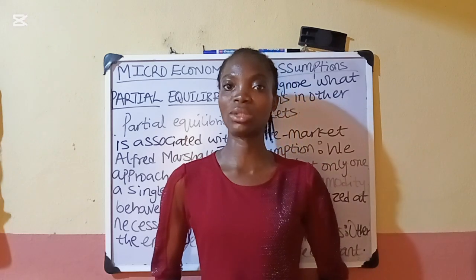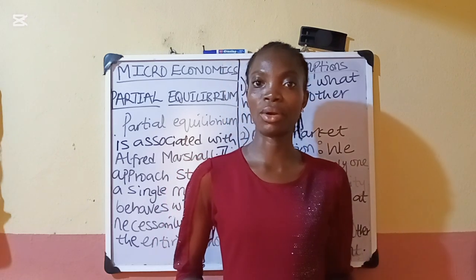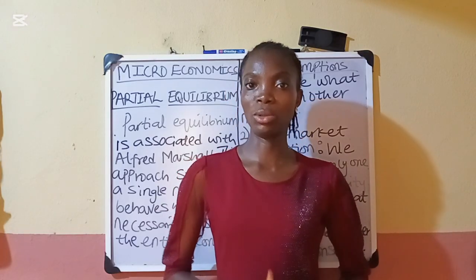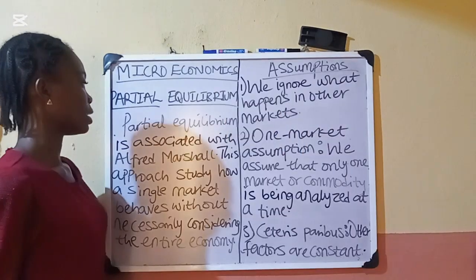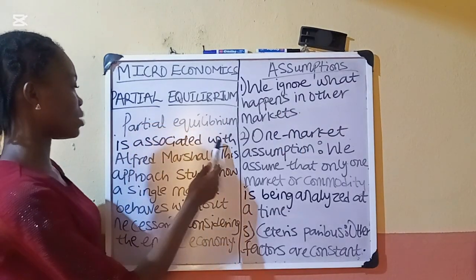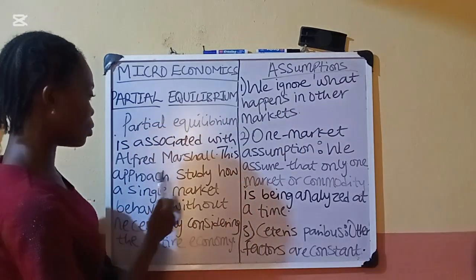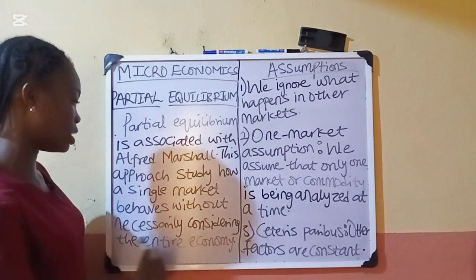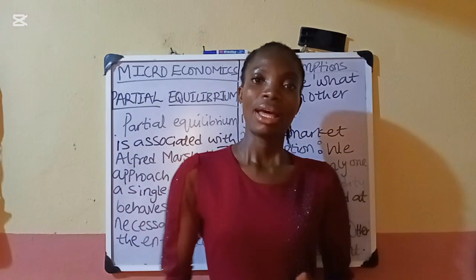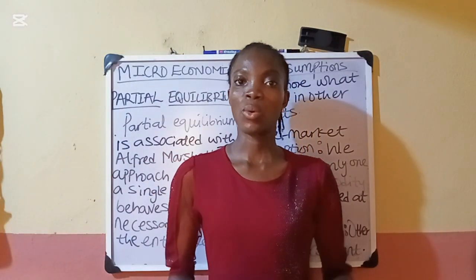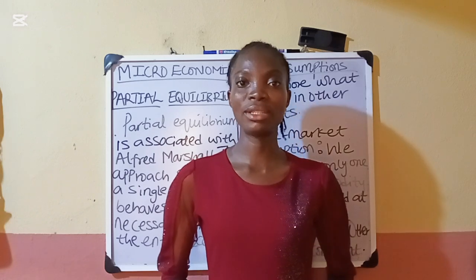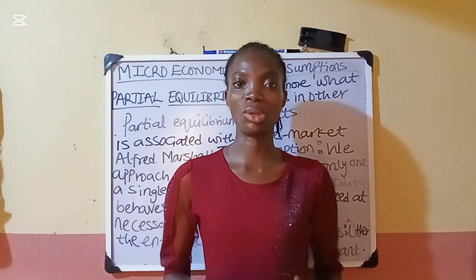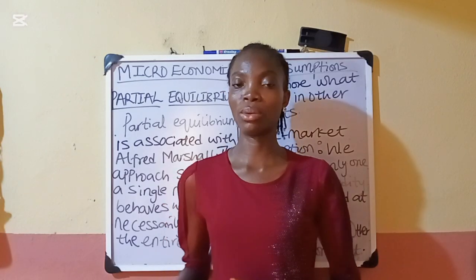In economics, we have two types of equilibrium, which are the partial equilibrium and the general equilibrium. But for the purpose of this video, we will only be looking at partial equilibrium. Partial equilibrium is associated with Alfred Marshall. This approach studies how a single market behaves without necessarily considering the entire economy. The concept was developed by a famous economist known as Alfred Marshall, so it can also be referred to as the Marshallian approach to equilibrium.